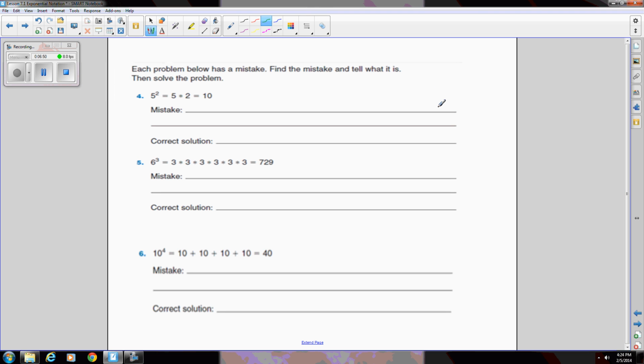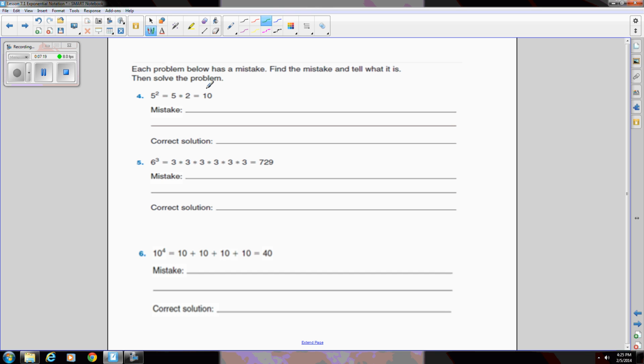Each problem below has a mistake. We need to find that mistake and tell what it is. Then solve the problem. Sounds easy enough. Let's go for it. 5 squared. Might have forgot to mention that 2 as the exponent, we call that a square. Okay, you can either say 5 squared or you can say 5 to the 2nd. That's okay too. So 5 squared equals 5 times 2, and that equals 10.